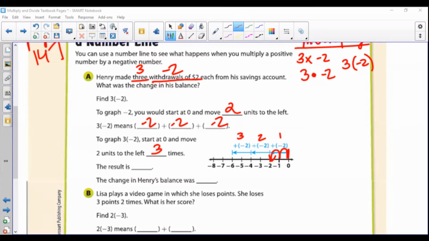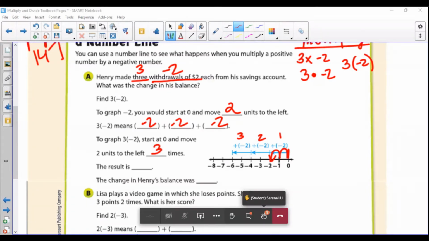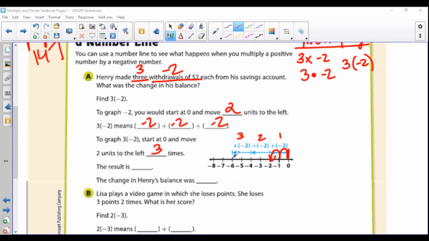Let me hear from, changing it up a little bit so I can hear from multiple people, Carter. Carter, go ahead and tell us, what number do we end up on after moving -2 spaces over 3 separate times? -6. Perfect. That's going to be the result when I move -2 spaces to the left 3 times. So when they asked what was the change in Henry's balance, the change was -$6, because it decreased by that amount.